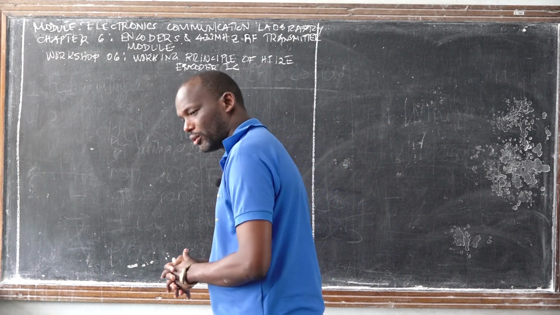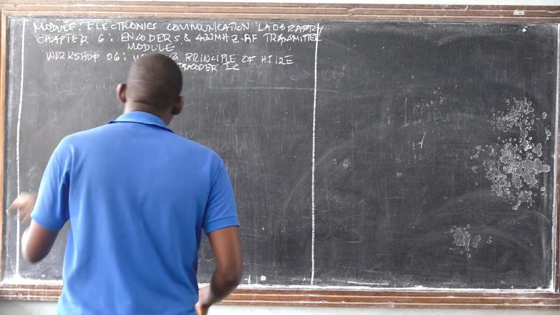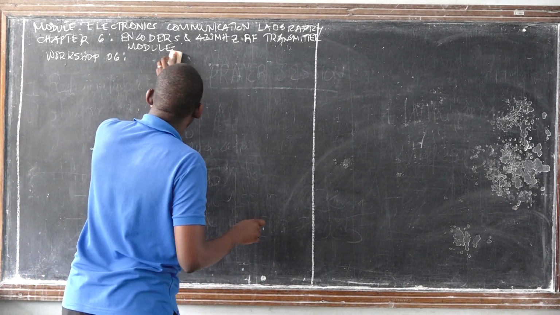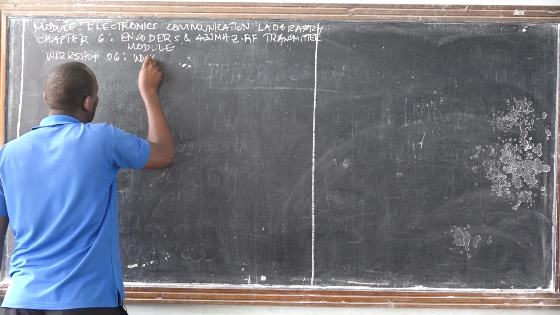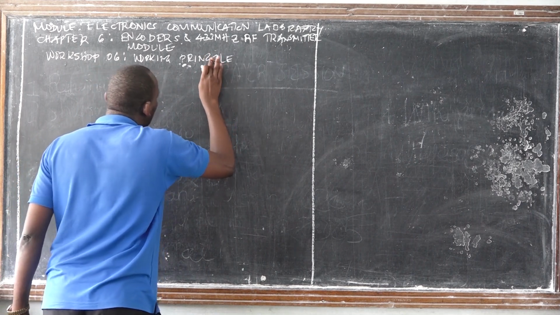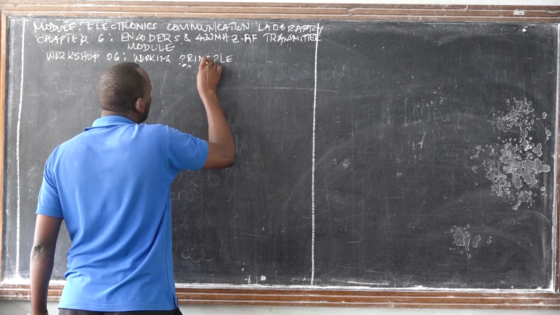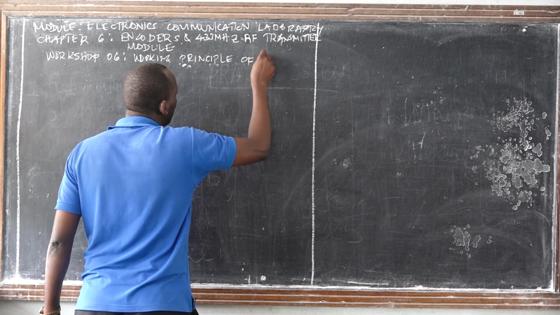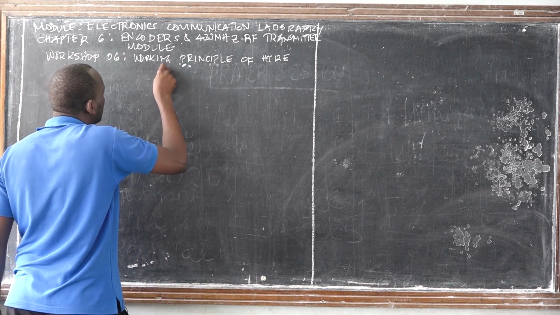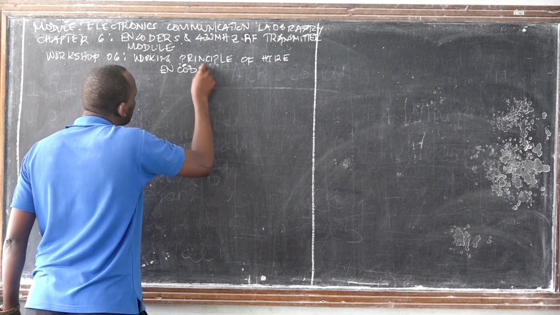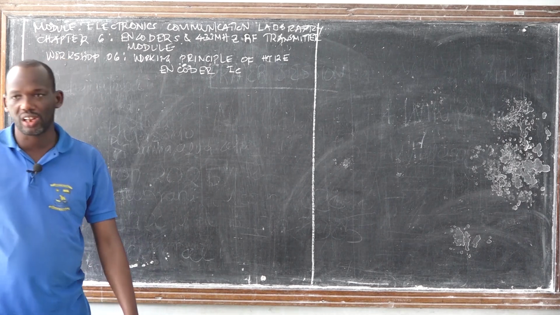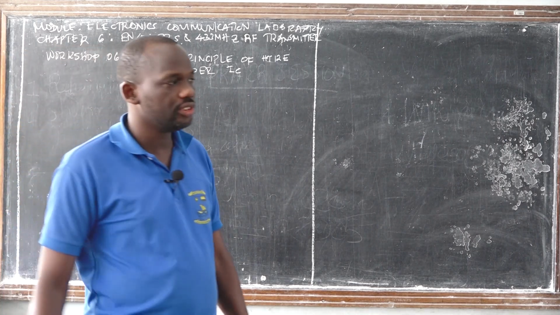I think the title has to change a little bit. So this one is called the working principle. Workshop 6 is called the working principle of the Ht12E encoder integrated circuit.